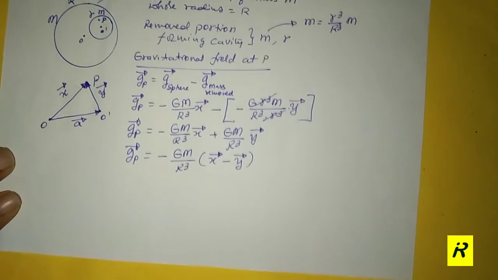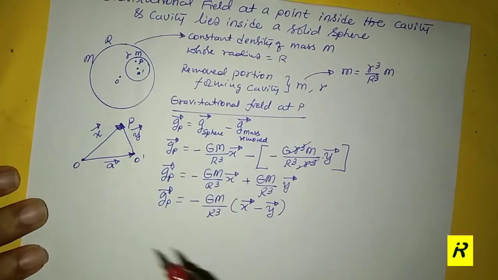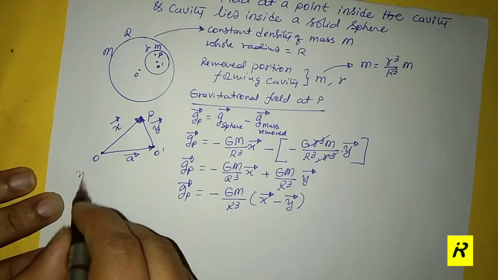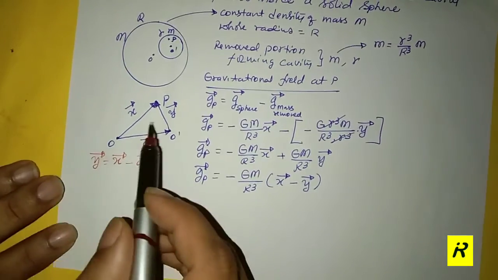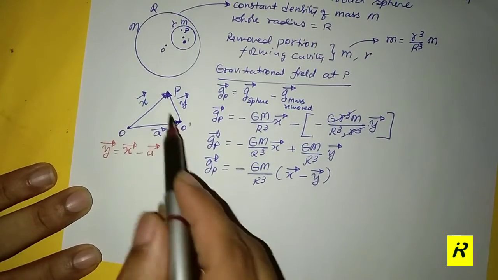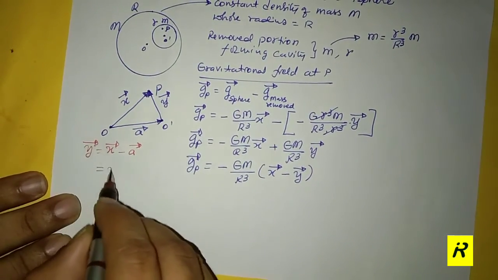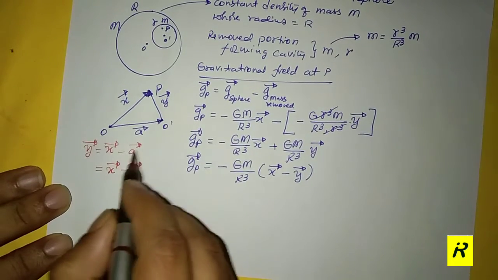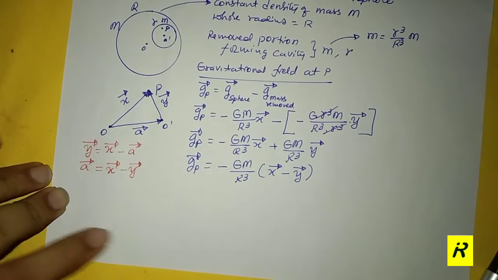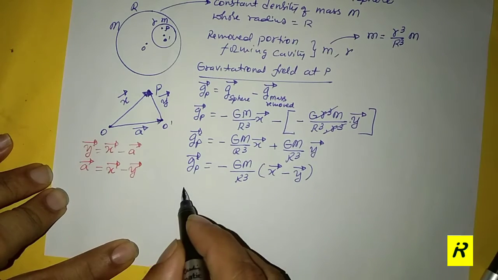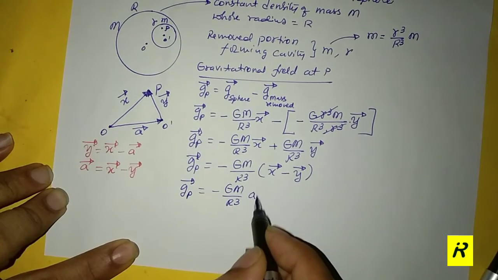So now you have to think further about the relation between x and y. So look into this picture. Here what I can write is y vector is equal to x vector minus a vector. Okay, so from the law of triangle of vectors, I can rewrite this relation. So I need x minus y. So x minus y is nothing but x vector minus y vector. So I can take this a vector on this side. That means x vector minus y vector is a vector. Right. So I can rewrite this bracket as a vector. So Gp is equal to minus G into M divided by R cube into a vector.